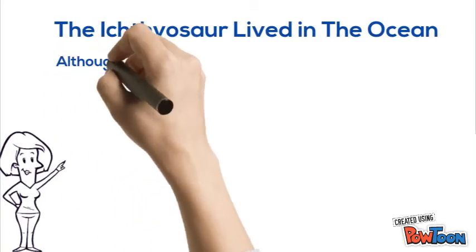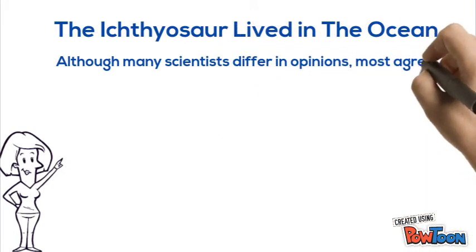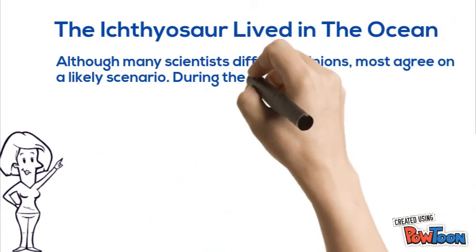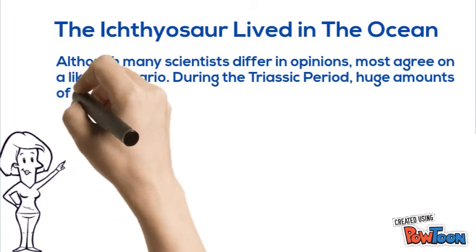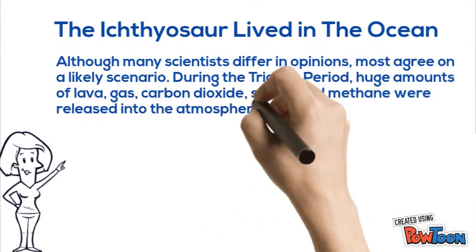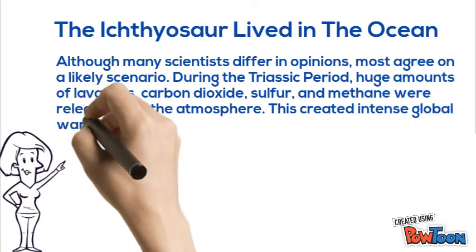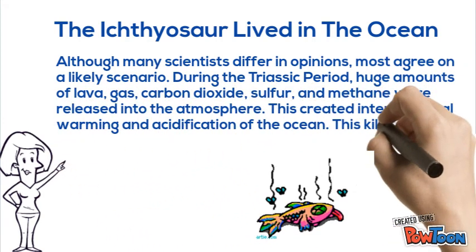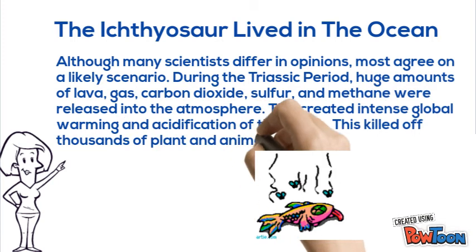Although many scientists differ in opinions, most agree on a likely scenario. During the Triassic period, huge amounts of lava, gas, carbon dioxide, sulfur, and methane were released into the atmosphere. This created intense global warming and acidification of the ocean. This killed off thousands of plant and animal species.